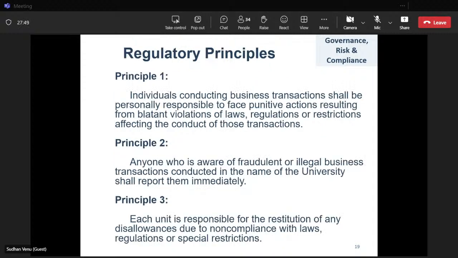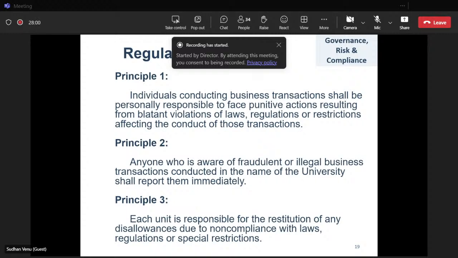In the regulatory principles, we have five principles, and each principle carries its own strategies in terms of regulation. The first principle is that an individual conducting a business transaction shall be personally responsible to face punitive actions resulting from blatant violations of law and regulations or restrictions affecting the conduct of those transactions. So individuals connected to the business transaction are the responsible persons.